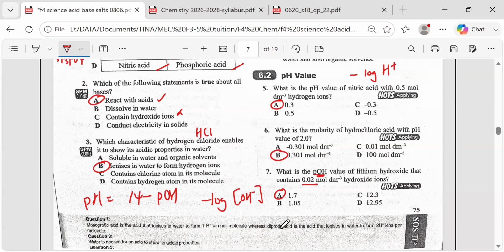Are you guys okay with this chapter, or do you still want to do it next week, or do you want to go to another chapter?